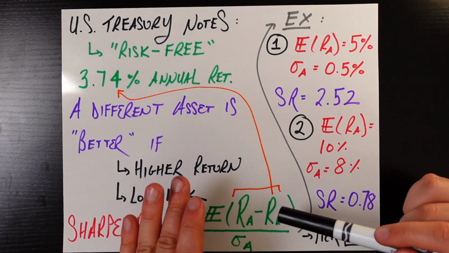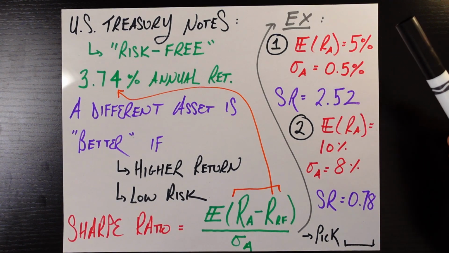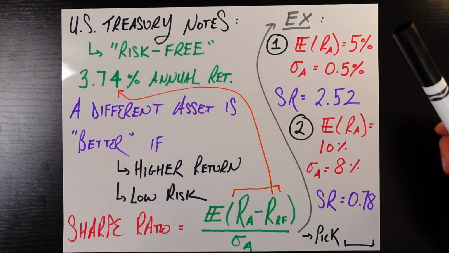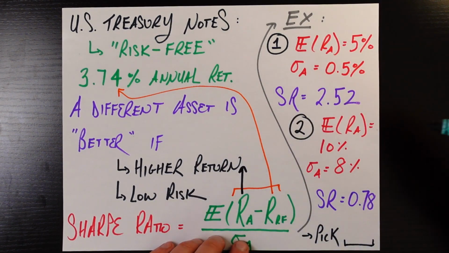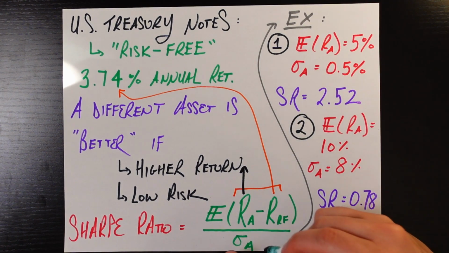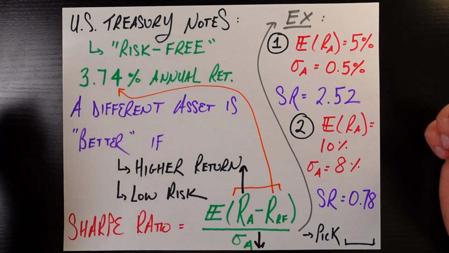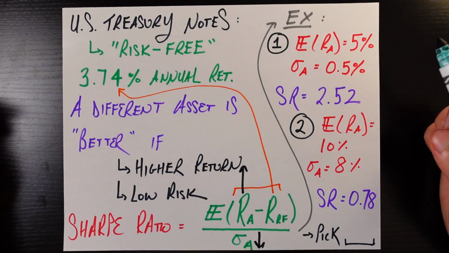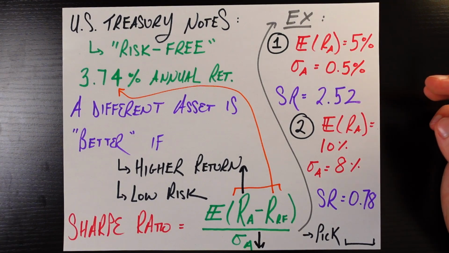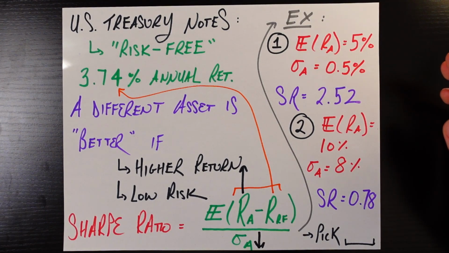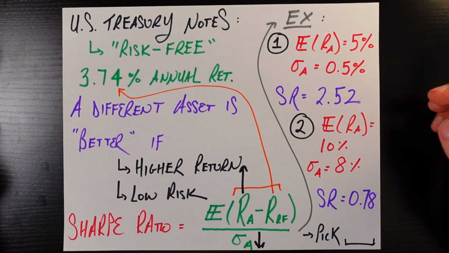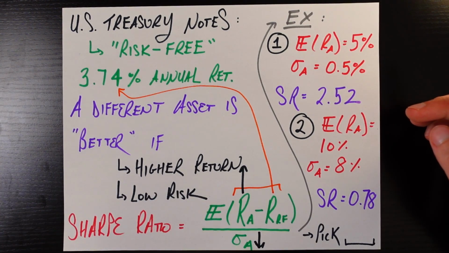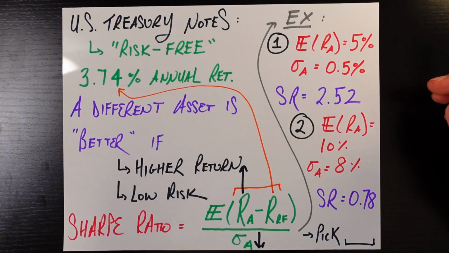So basically what the Sharpe ratio is saying is that an asset is better if it has high return, so if this R sub A is high, and if the sigma sub A is low. So if the numerator is high or the denominator is low in a fraction, in this case the Sharpe ratio, then the entire thing gets bigger. So things are better if they have very high return compared to the risk-free asset, and if they have very low volatility for that return. So here's a couple examples for you.